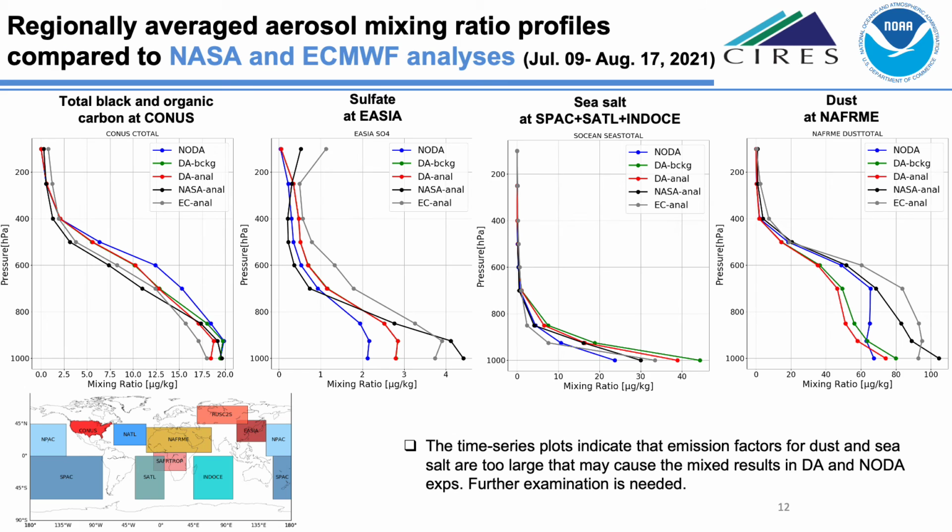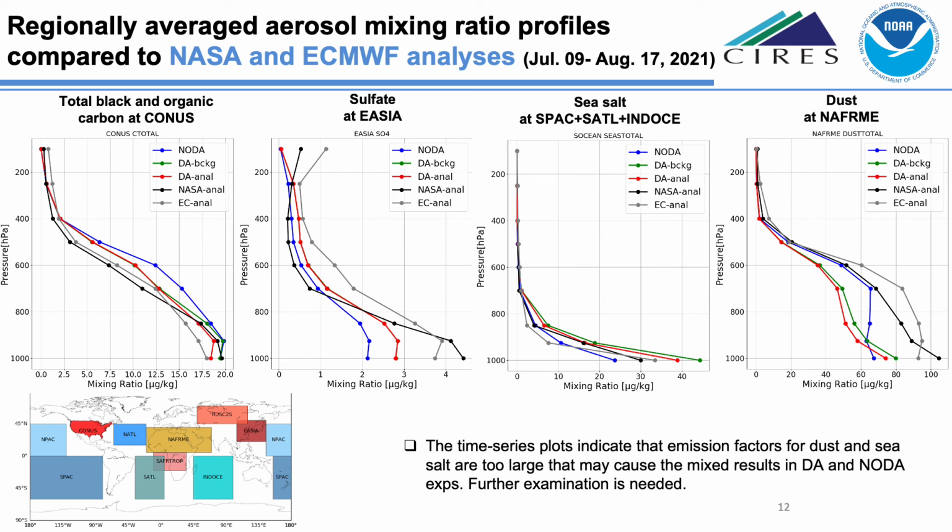To understand how the two-dimensional AOD is going to affect the three-dimensional aerosol concentrations, we further compared regional average aerosol mixing ratio profiles with NASA and ECMWF analyses over different regions. As you can see here, for the total carbonaceous aerosol species over CONUS and sulfate aerosol species over East Asia, the DA background and analysis in general show better agreement with NASA and ECMWF analyses compared to the no DA experiment.